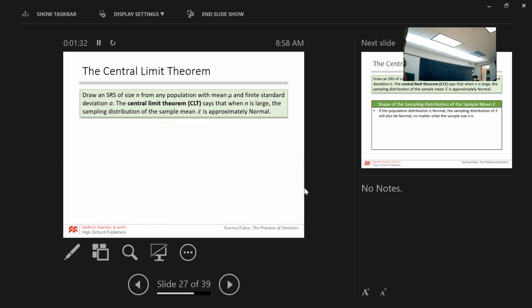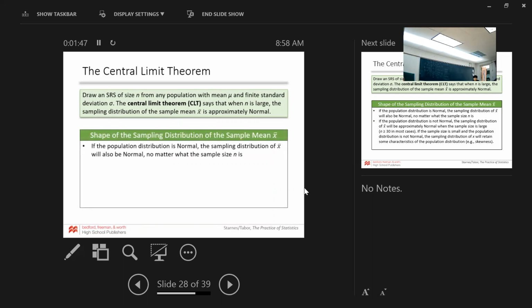The central limit theorem says the distribution of all those x bars will be approximately normal if your sample size is greater than or equal to 30. If the original thing was normal, then it doesn't matter. It doesn't have to be 30.